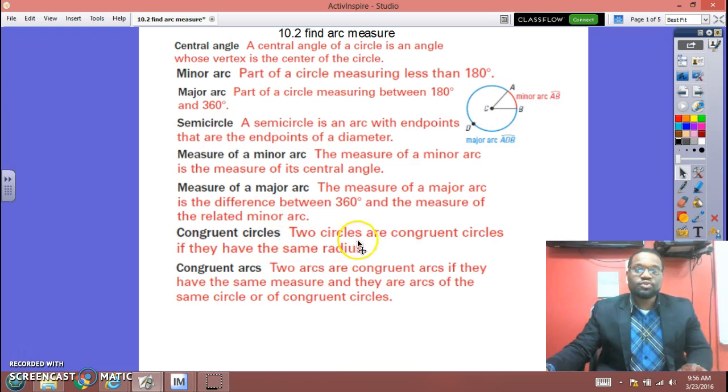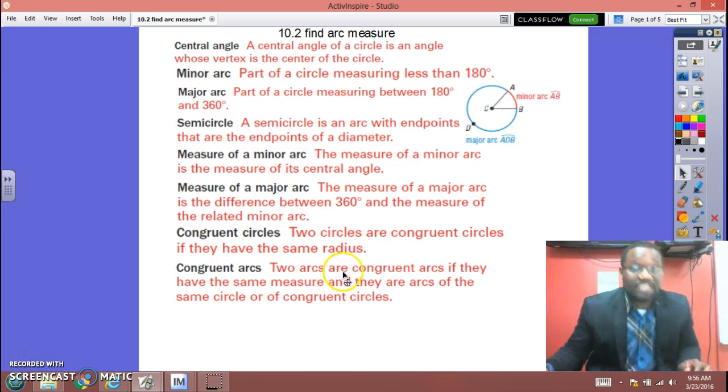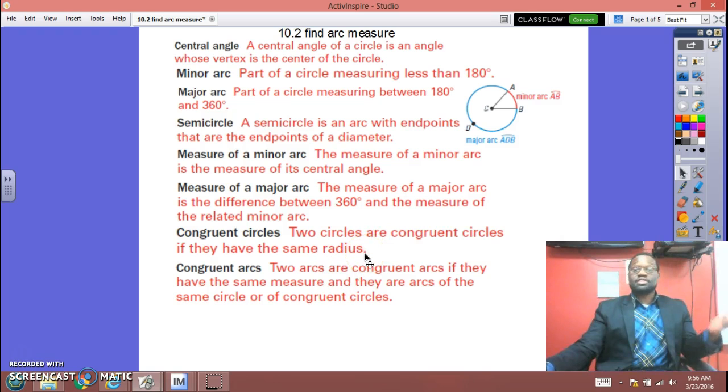Congruent circles. Two circles are congruent circles if they have the same radius. All you need in order to be congruent circles is to have the same radius. That's important. Congruent arcs. Two arcs are congruent if they have the same measure and they are arcs of the same circle or of congruent circles. So it has to be a congruent circle or the same circle for them to be congruent.